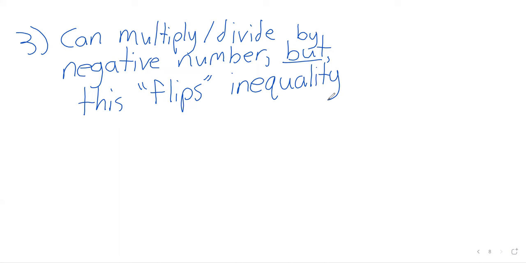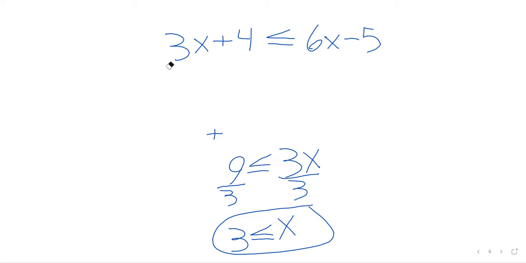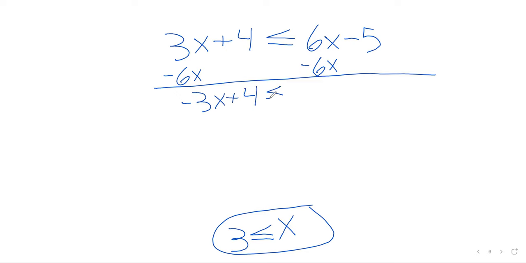And let's go back here. I said, well, we could subtract 6x from both sides, or we could subtract 3x from both sides. And I made the decision to subtract that 3x. But let's ask ourselves what happens if instead we subtracted 6x. Then we'd have negative 3x plus 4 is less than or equal to negative 5.